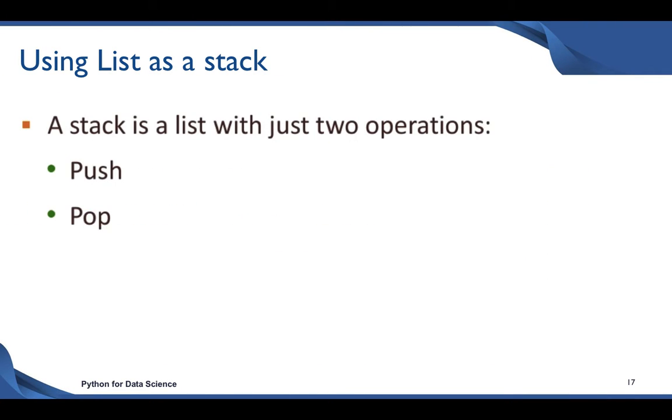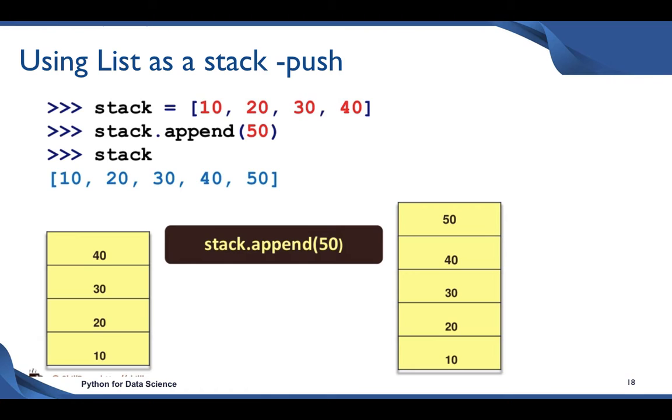Okay. Now we could see the list as a stack. So what is a stack? A stack is basically a list with just two operations, that is push and pop. Push, we need to push an element at the end of the stack, and pop, we need to remove the last element from the stack. The push operation we have already seen, using the append method. For example, this is a list and we wanted to append 50 at the end of the list. That could be easily done by using the append method. We have already seen that.